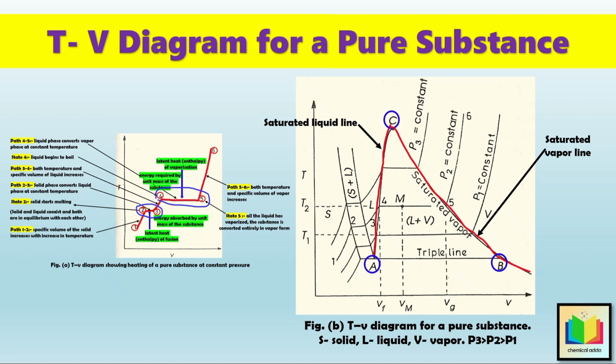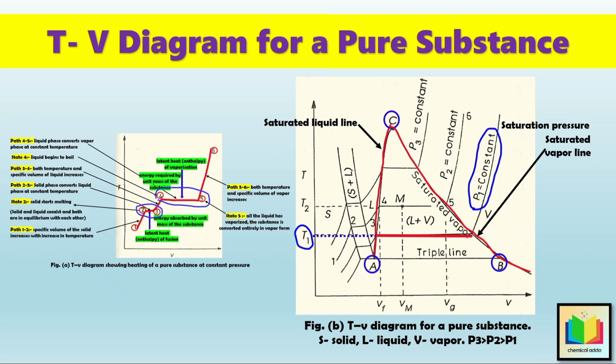Hence, at a specified pressure, the temperature at which the phase transition from liquid to vapor takes place is called the saturation temperature. Therefore, in figure B, the saturation temperature corresponding to the pressure P1 is T1. And then, the pressure at which the phase transition from liquid to vapor occurs, at a specified temperature, is called the saturation pressure. And hence from figure B we can conclude that, at temperature T1, the saturation pressure is P1.